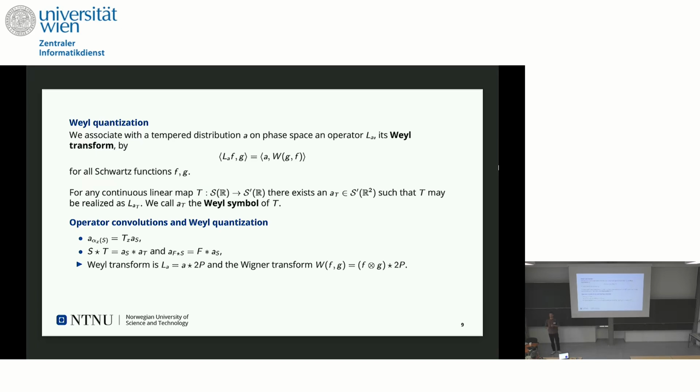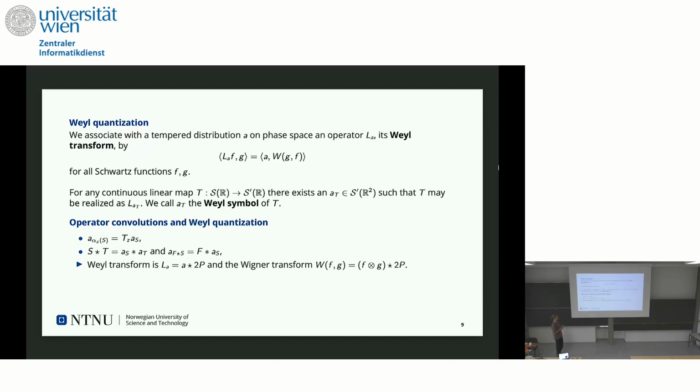Now, for any continuous map from the Schwartz space to tempered distributions, there exists some distribution corresponding to that operator, the Weyl quantization. So we talk about L_A being the Weyl quantization of the symbol A, and we can also talk about A being the Weyl symbol of that operator. And with that quantization defined, our translation of operators simply becomes the translation on the Weyl symbol level. So if we translate an operator S and look at its Weyl symbol, that Weyl symbol is just the translation of the Weyl symbol of S.